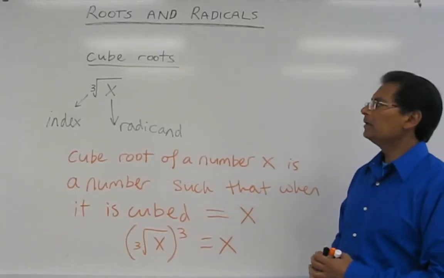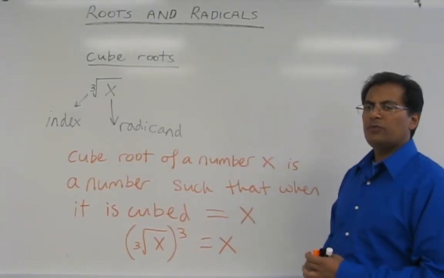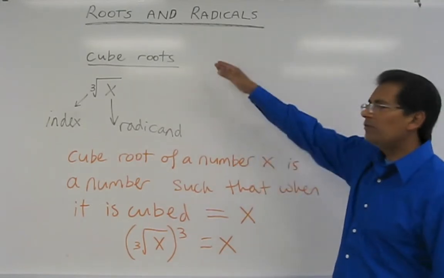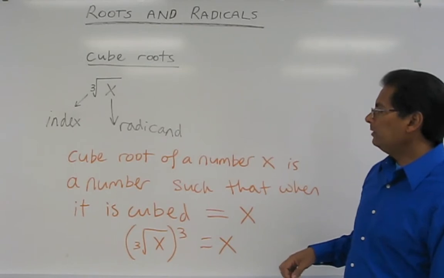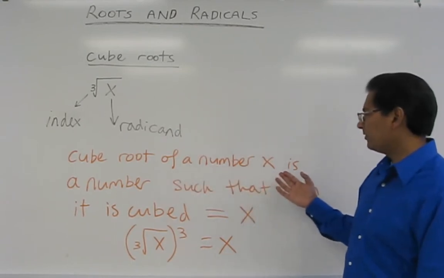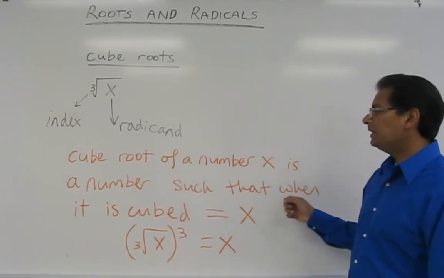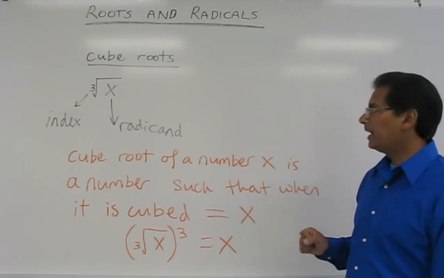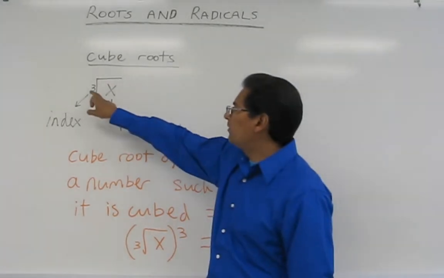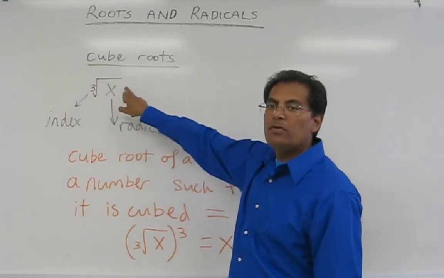Alright, there are other kinds of roots. We were talking about square roots. There are cube roots, and we'll talk about a cube root. What is a cube root? Well, the cube root of a number x is a number such that when it is cubed, it's equal to x. And the cube root is written with a little 3 in front of the root symbol.